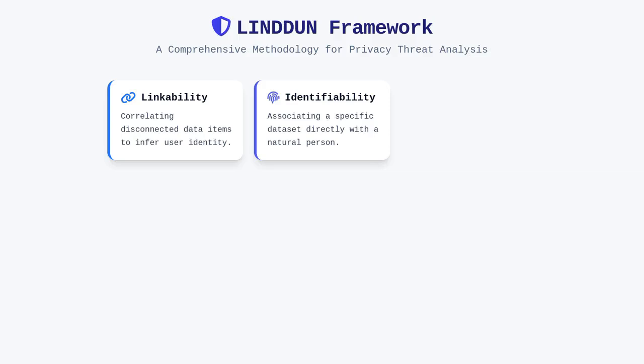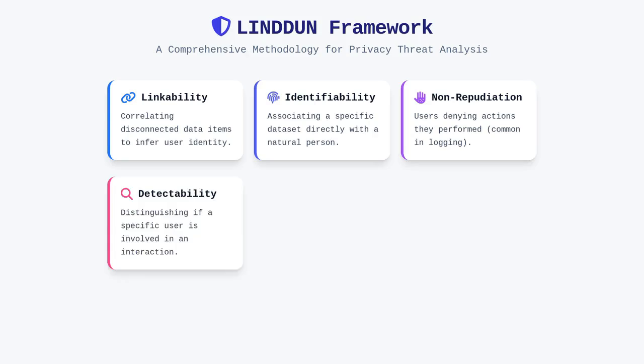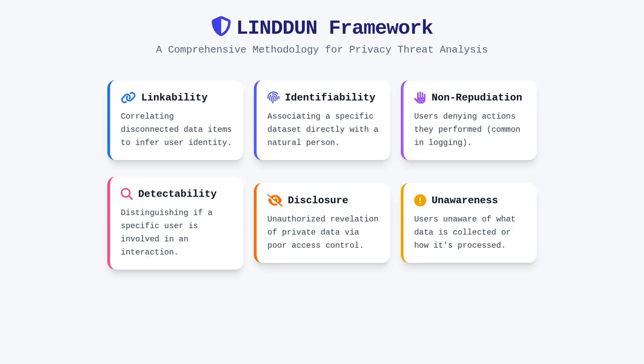Identifiability involves the ability to associate a specific dataset with a natural person, while non-repudiation issues arise when a user can deny an action they actually performed, often a problem in logging systems. Detectability refers to the ability to distinguish whether a specific user is involved in an event or interaction. Disclosure is the straightforward, unauthorized revelation of private data, often due to improper access controls.